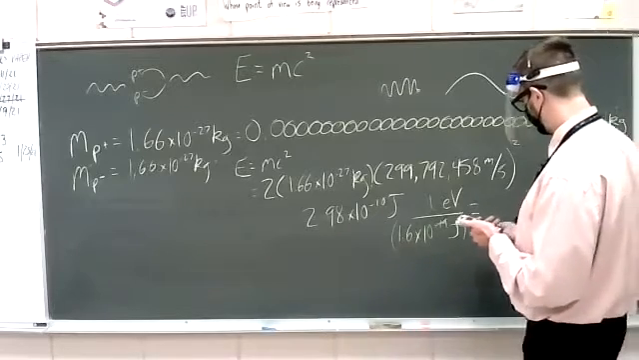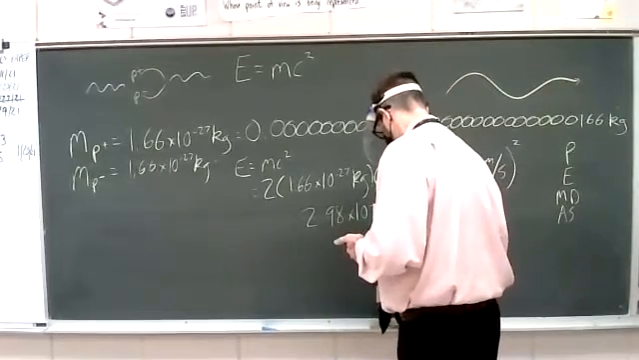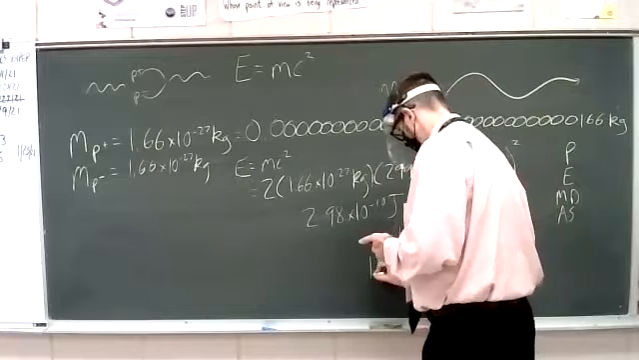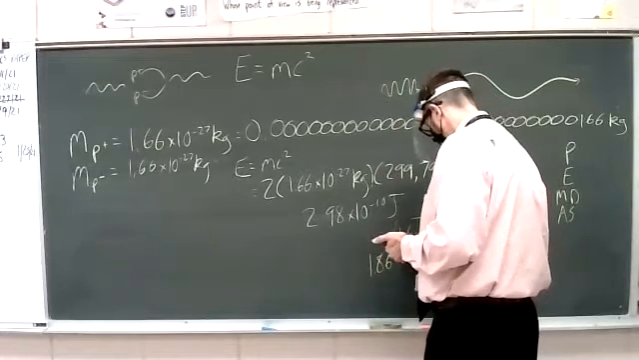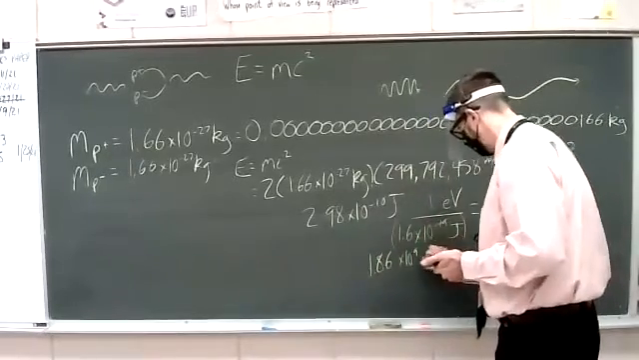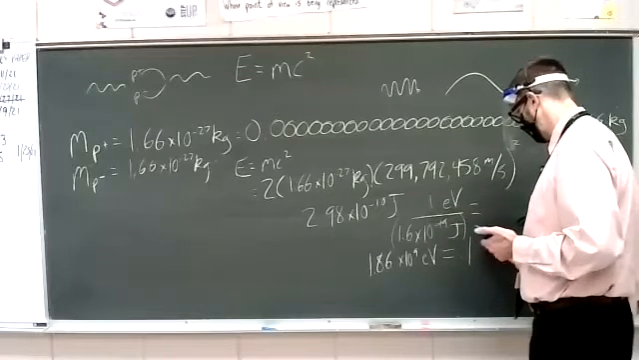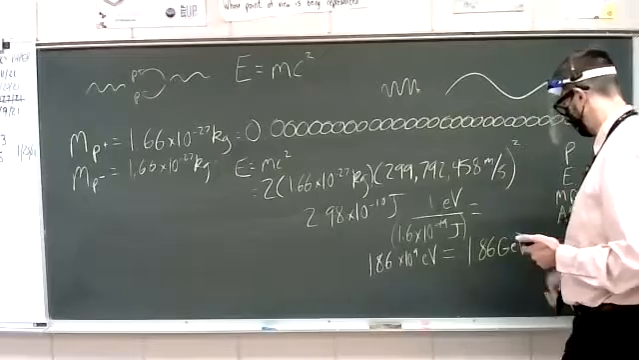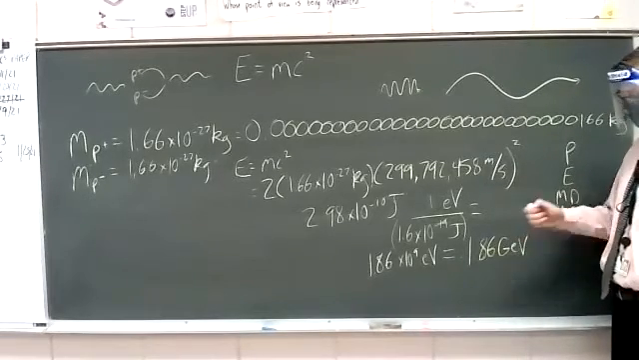So we got 1.86 times 10 to the 9. So it's 1.86 billion electron volts, and an even cleaner way to write it would be 1.86 giga electron volts. So giga, just like a gigabyte is a billion bytes of data, a giga electron volt is a billion electron volts.